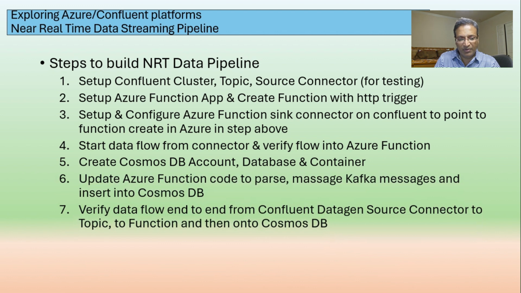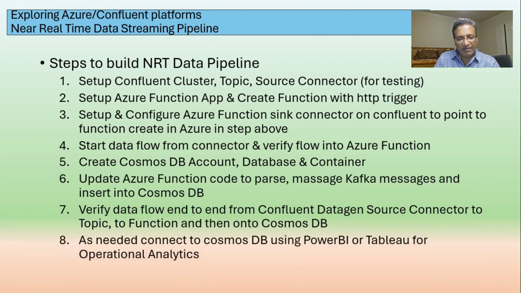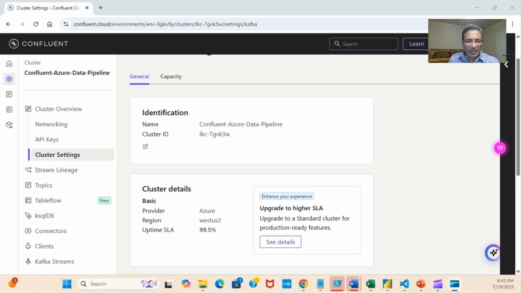We'll verify the flow right from the source connector to the topic to the function to Cosmos DB, all the way through. And then as a final step, we'll also try to connect Power BI to our Cosmos DB and see how we can use it for analytics purposes. All right, so let's get started with step number one.